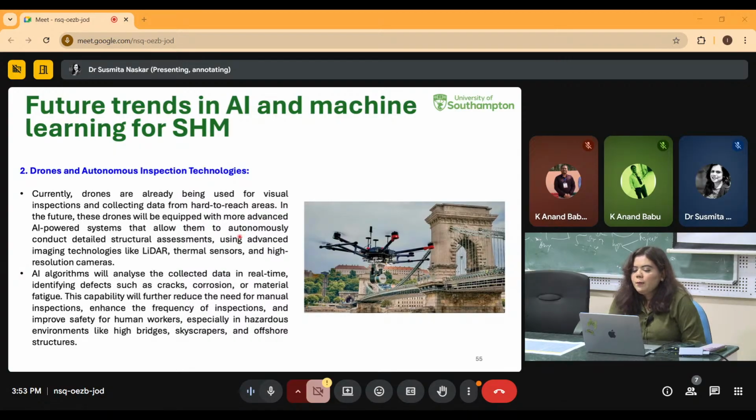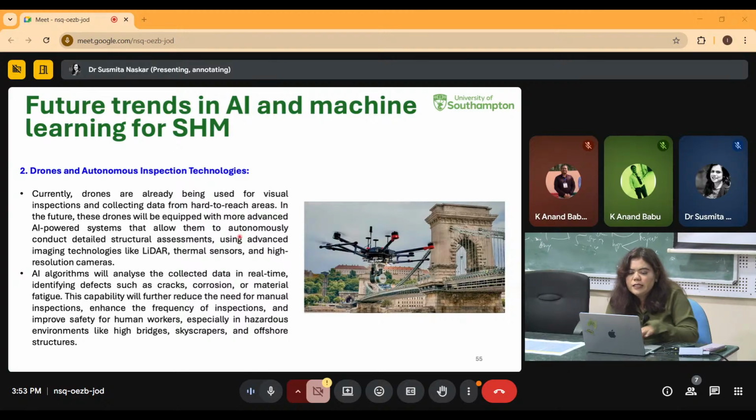So the AI algorithm built into this system will analyze data, again, in real time. They will automatically identify the defects such as, I said, cracks, fatigue, or corrosion. Immediately they can identify the location and the intensity. Those can be identified very easily, right? So this capability not only reduces the need for manual inspection, but also helps in environments, as I said, the bridges, skyscrapers, offshore platforms, tunnels, where as humans it's difficult for us to reach. So they can actually take care of this.